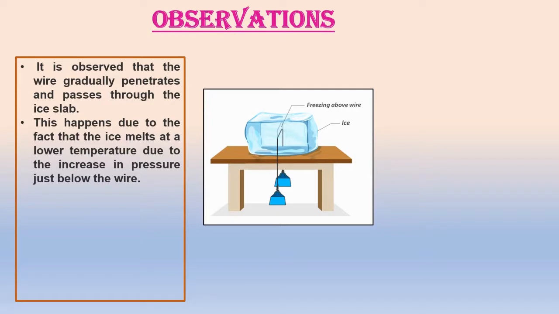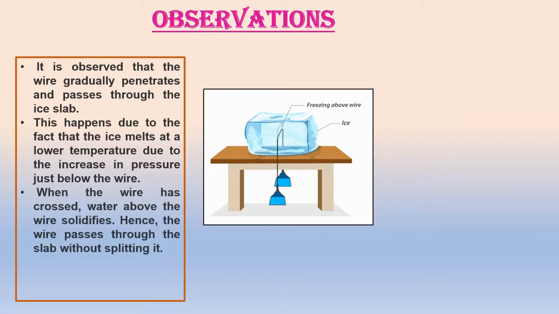Why are the weights connected? So that there will be pressure exerted on the metal wire in the downward direction, and when the pressure is exerted, the ice melts at the lower temperature. So over here, as the metal wire is penetrating, the ice melts at a lower temperature due to the increase in pressure just below the wire, and due to the melting of the ice, the metal wire slips inside the ice slab.